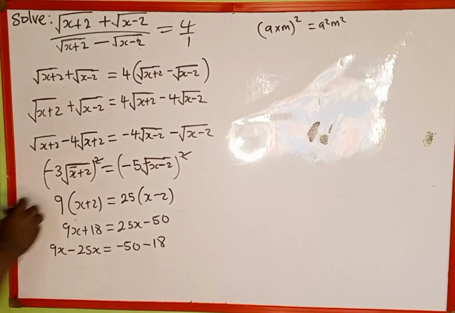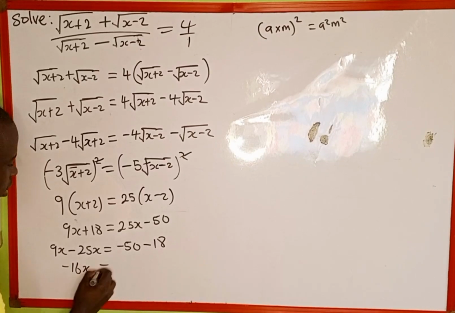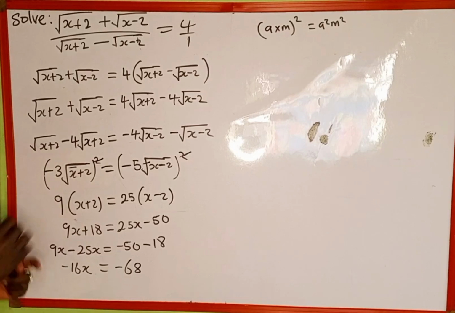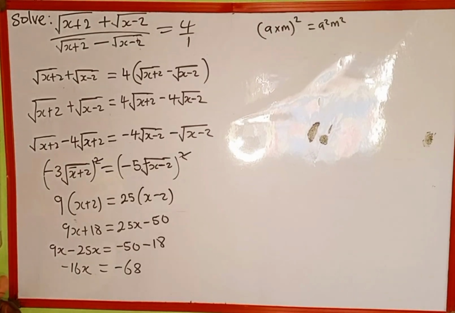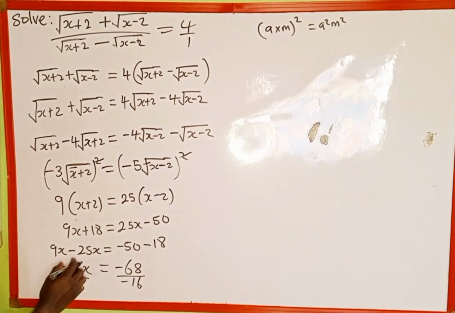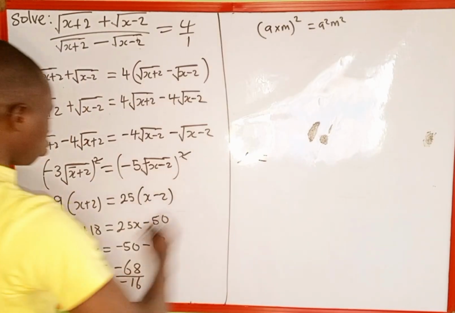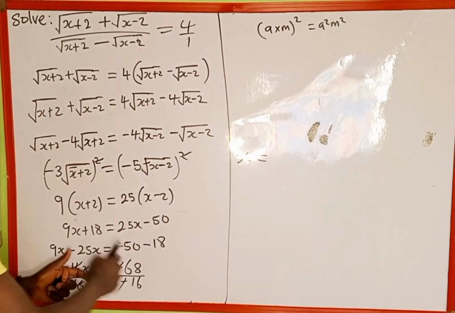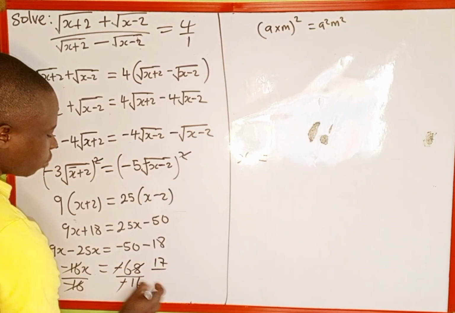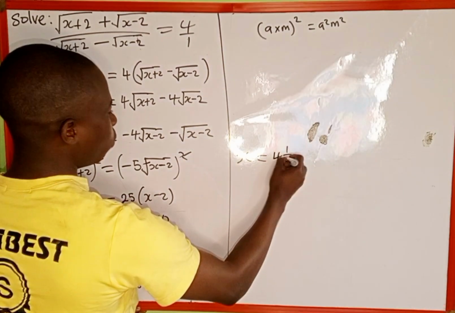Now 9x minus 25x is going to give us negative 16x, which is equal to negative 50 minus 18, which gives us negative 68. Now the next thing is to divide both sides by the coefficient of x, which is what? Negative 16. So that this negative 16 is going to cancel this negative 16. We are left with x, which is equal to, negative will also cancel negative, 68 divided by 16. 4 can go into 68 17 times, then 4 can go into 16 4 times. So 17 divided by 4 is the same as 4 whole number 1 over 4.